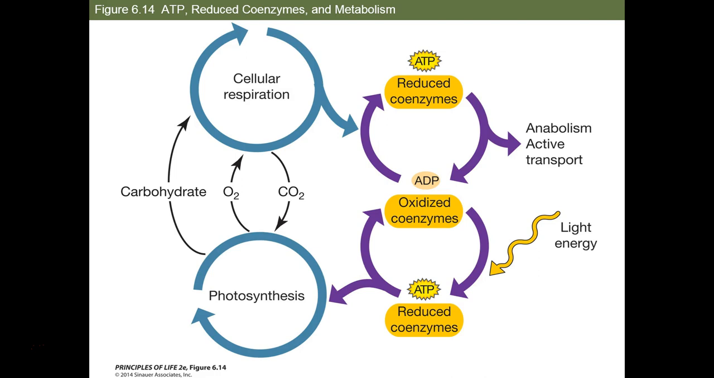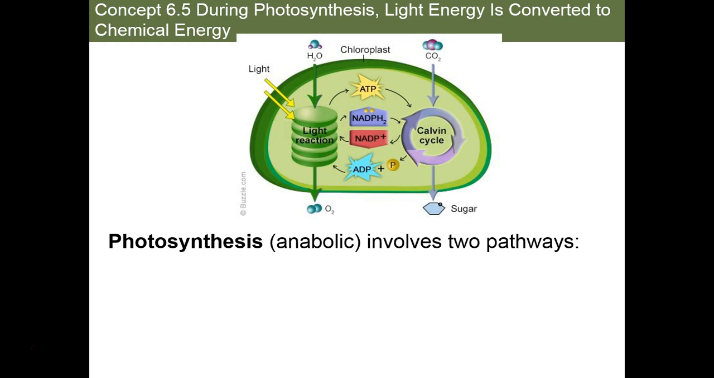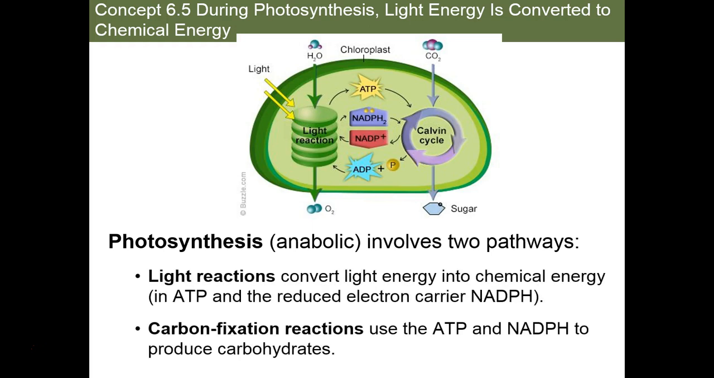Figure 6.14 is illustrating how photosynthesis and cellular respiration are linked, with their products going from one to the other. The coenzyme ATP is the final product of cellular respiration. As we will see, ATP is needed to drive photosynthesis. Photosynthesis is an anabolic reaction, meaning it is bringing molecules together to store energy.